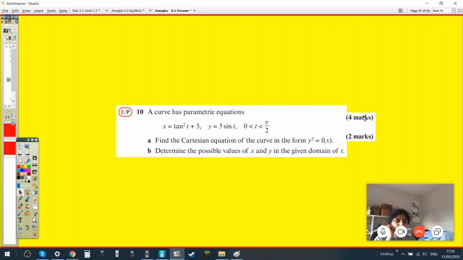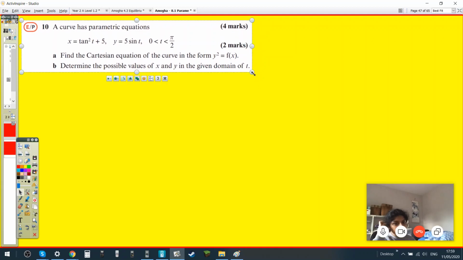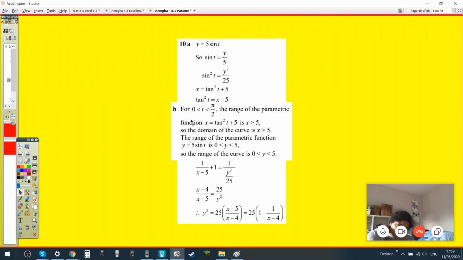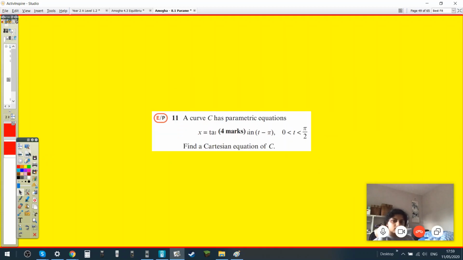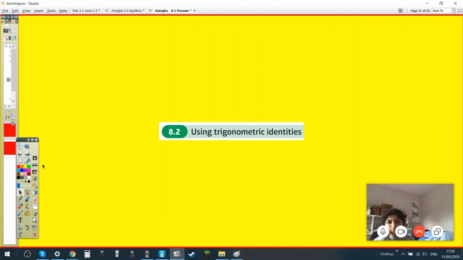This one, tan squared sine squared. This one they asked for y squared equals, so that'll be okay. Yeah, that's pretty easy. If it's got y squared equals, you just make y squared the subject. Let's see, this one looks very similar. It's an addition angle formula. That's okay.